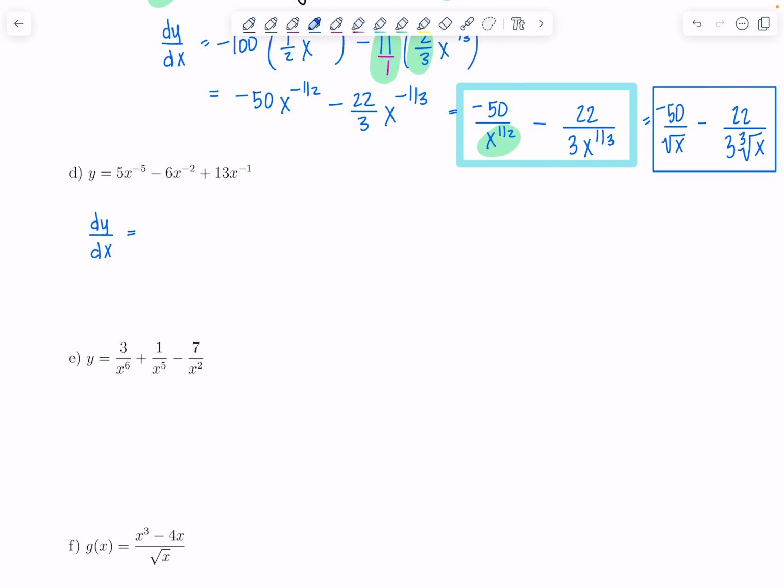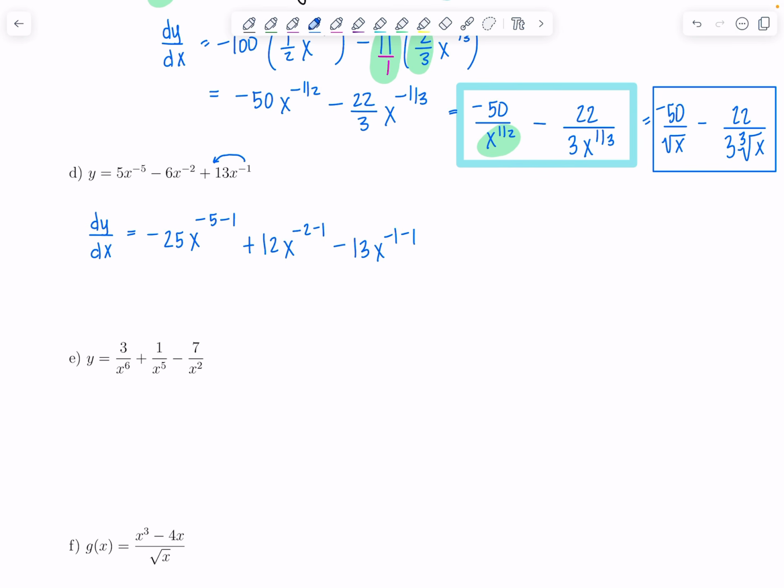So 5 times negative 5, that's negative 25. And then you're going to have x raised to the negative 5 minus 1. It's going to be negative 6, right? But with negative exponents, you got to be careful when you subtract from them. So I just wrote that out step by step for you. Next one, negative 6 times negative 2, that's going to be plus 12 x to the negative 2 minus 1. And then the last one, you bring that negative 1 down front, so negative 13 x to the negative 1 minus 1. How are we doing?